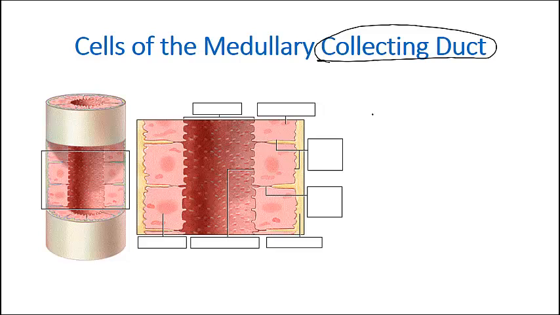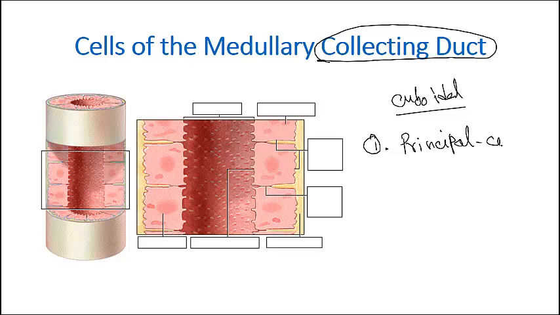Here you see there are two types of cells present in the collecting duct region, and these are also cuboidal cells. So similar structure based on the layer. The first type of cell that we see here is known as the principal cell. The number of these principal cells is huge, and they have a few microvilli.